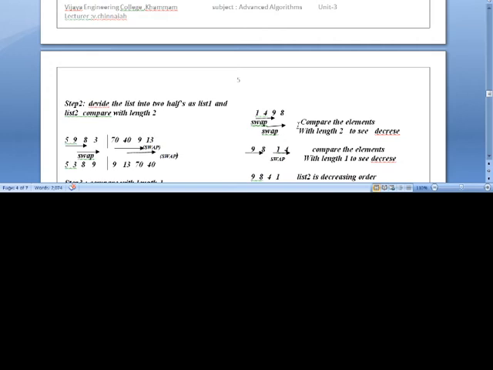Divide the list into two halves. Take the first list and arrange its elements in increasing order with comparisons. Similarly, take the second list and arrange its elements in decreasing order by comparisons. When we compare in the second list, we see whether it is in decreasing order or not. If it is not in decreasing order, swap it. While converting the first list to increasing order, we check whether the compared elements are in increasing order or not. If they are in increasing order, leave them as they are. If not, swap them. That is the conversion.